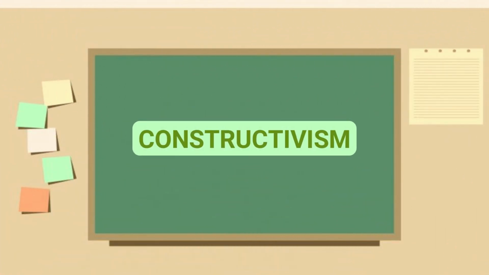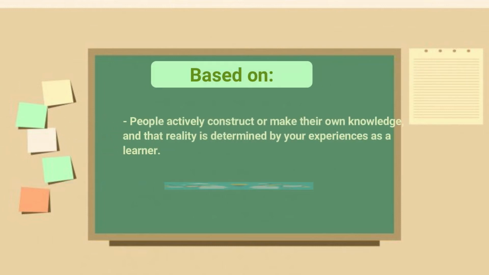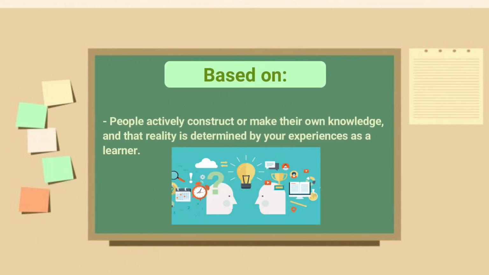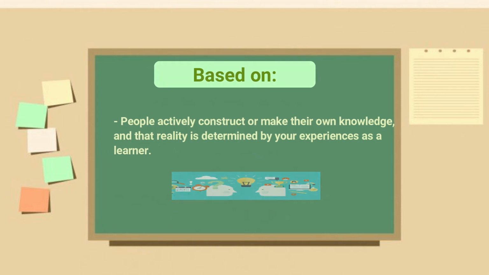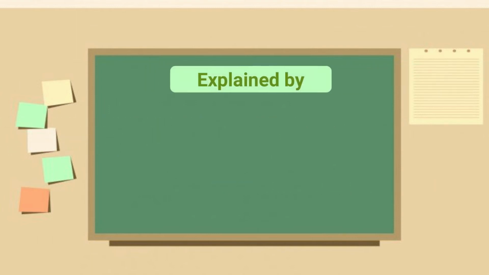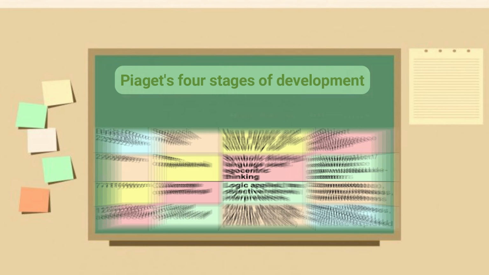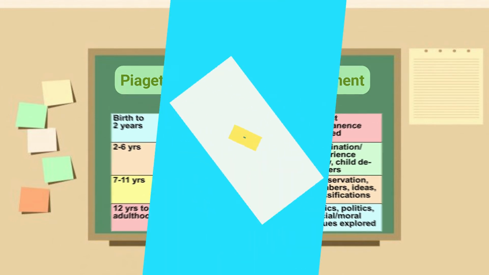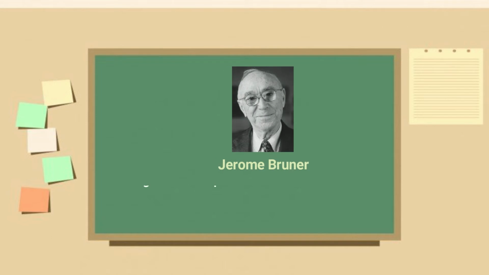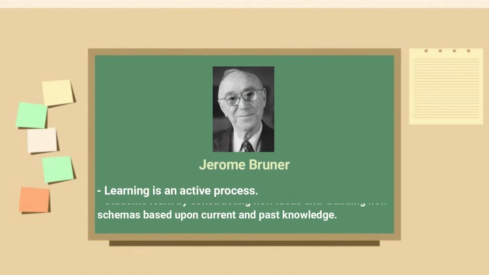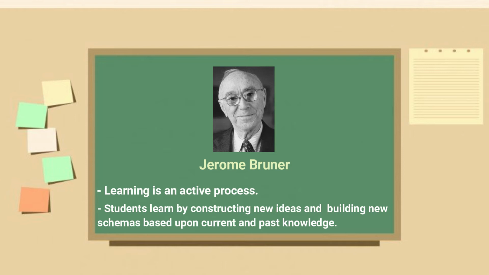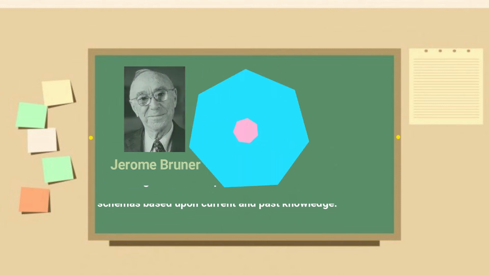The next theory is constructivism. Constructivism is based on the idea that people actively construct or make their own knowledge, and that reality is determined by your experiences as a learner. And this is explained by Piaget, who argues that we make sense of those experiences at different stages of life. And this is represented in Piaget's four stages of development. Also, the psychologist Jerome Bruner suggests that learning is an active process, whereby students learn better by constructing new ideas and building new schemas based upon current and past knowledge.